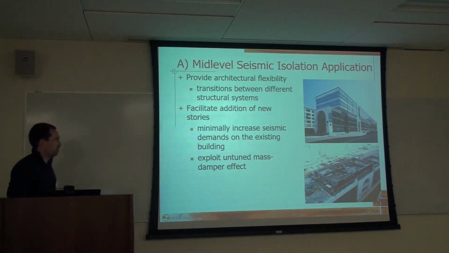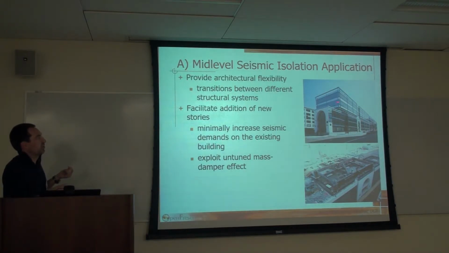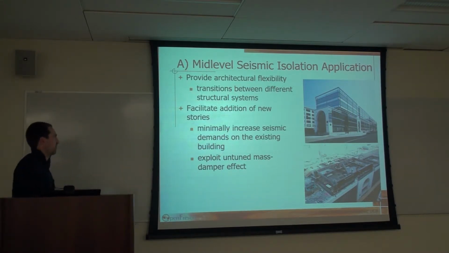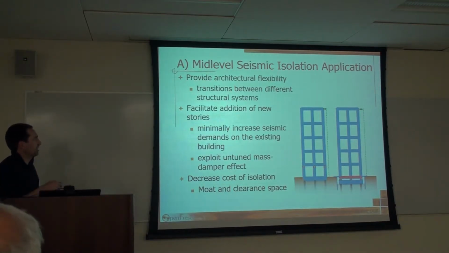So you create almost like a tuned or untuned mass damper really. It's like an untuned mass damper that you put on top of your existing building. And by doing that, you can actually make sure that the seismic demands on your existing part are staying quite low, and also the seismic demands obviously on the part that is above stay low. So this, like I already said, provides some architectural flexibility.